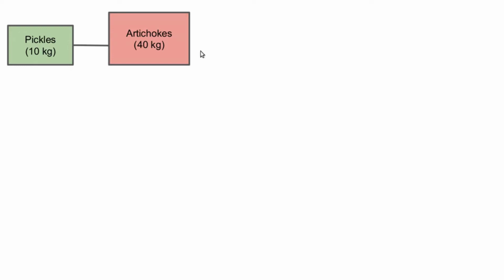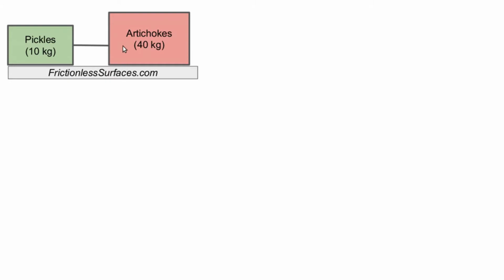This is an example of how to solve a problem with two masses coupled by a tension that is holding them together, just like many examples we've looked at in class or are going to look at in the future. We've got these two boxes, a box of pickles, it's 10 kilograms, and a box of artichokes, 40 kilograms. They're tied together with a string.